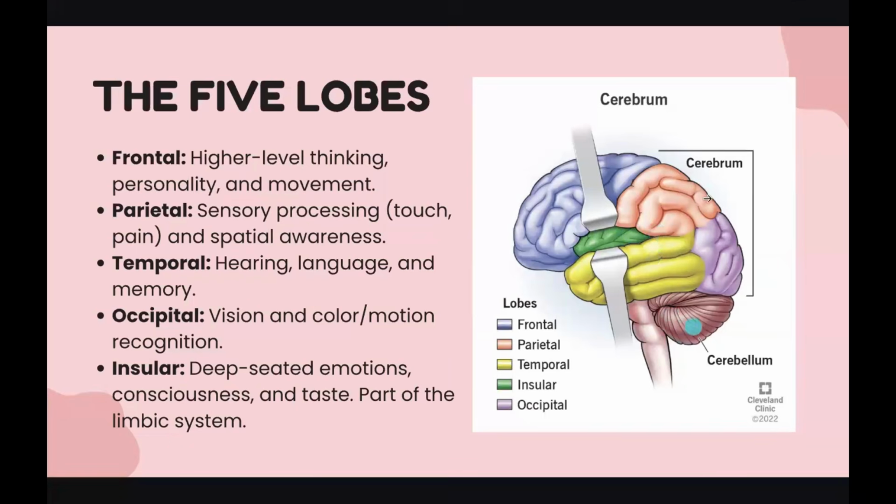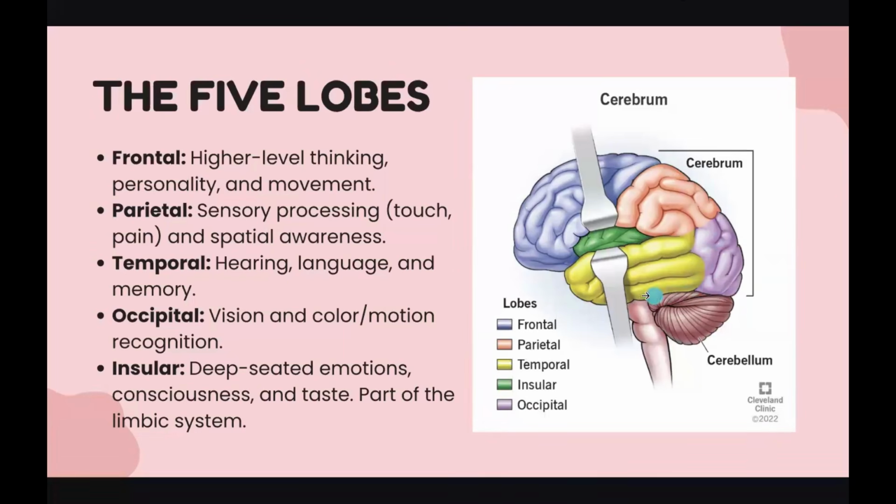The occipital, most posteriorly, is all about vision and color and motion recognition. From its name, occipital means it has to do with vision or the eyes, right? It's situated all the way in the back because of the vision pathway. I'll talk about it later on, and it will stick, inshallah, later on.